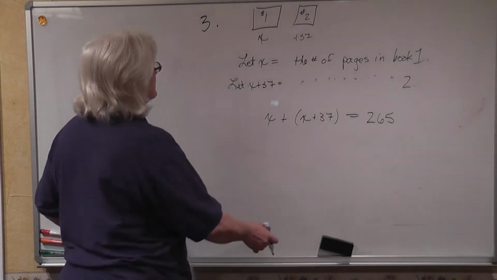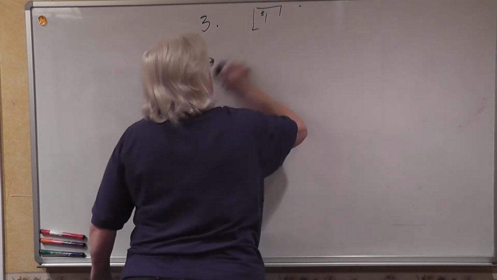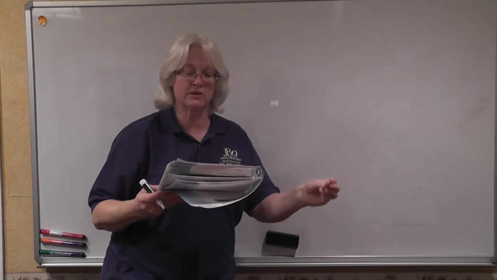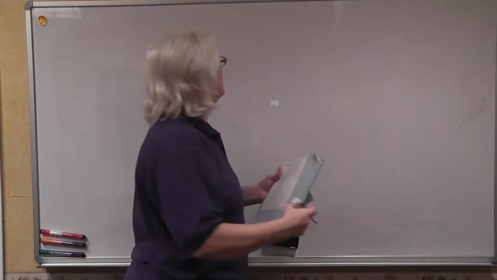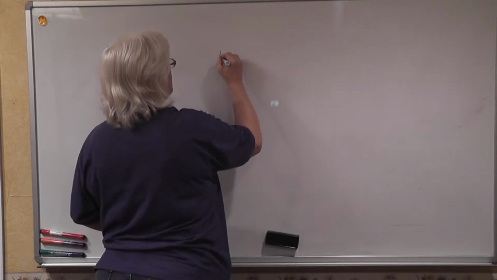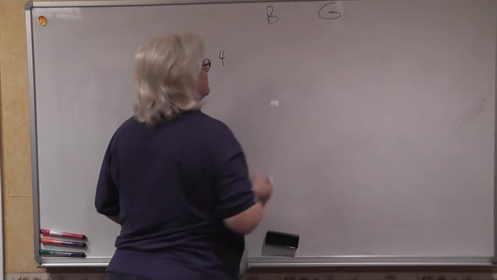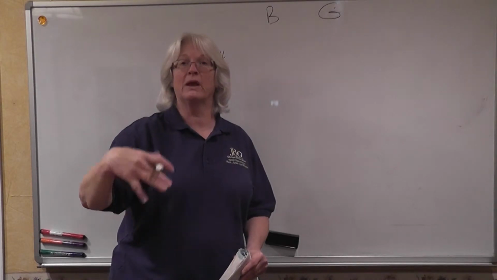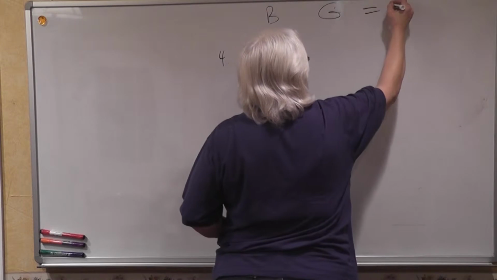Now, let's look next at problem number 4 and see what we're talking about. Problem number 4 says there are 8 more boys than girls in the 32-member band this year. This is problem number 4. And we're talking about boys and girls. And we have so many boys, so many girls, and we have a band that has 32 members in it.